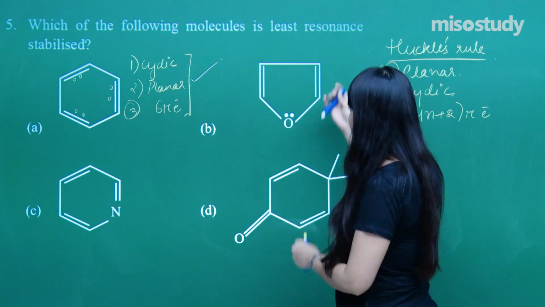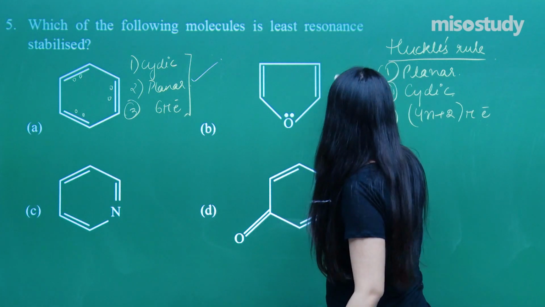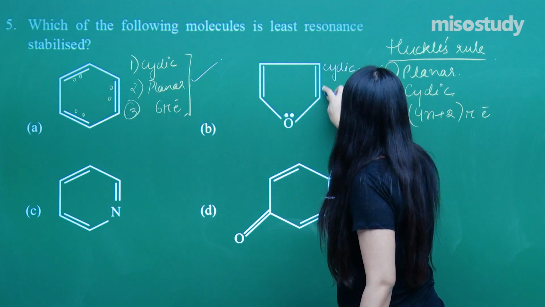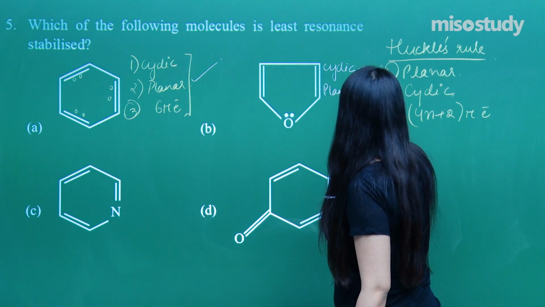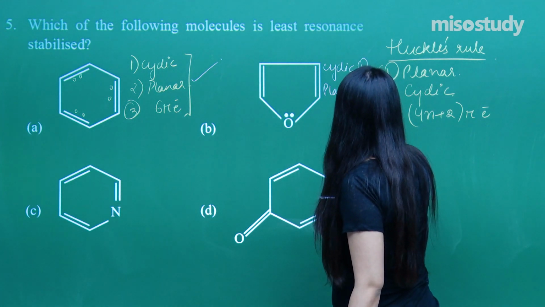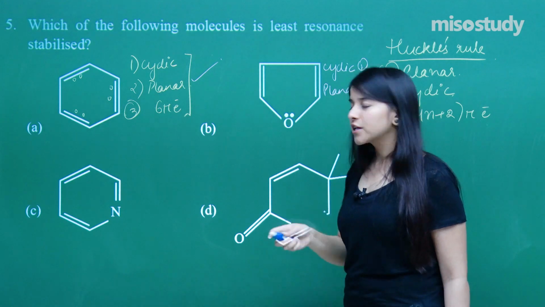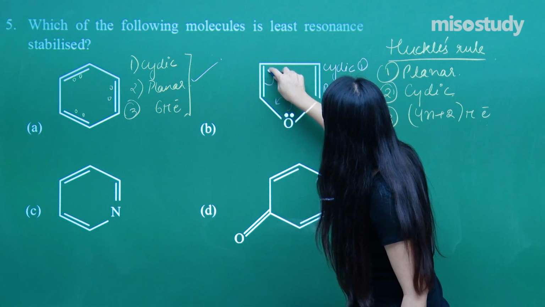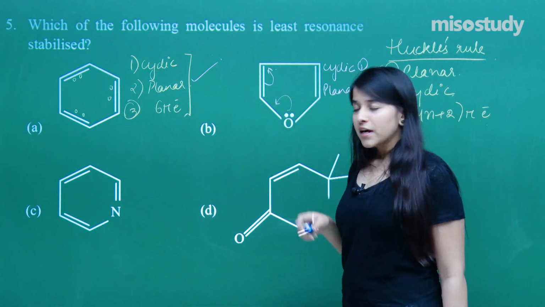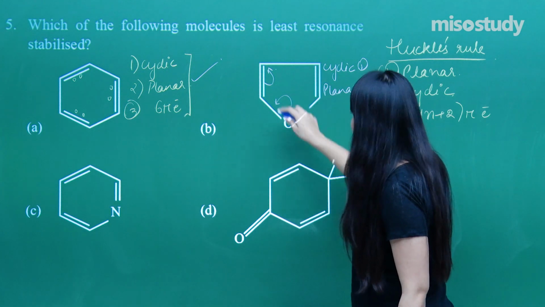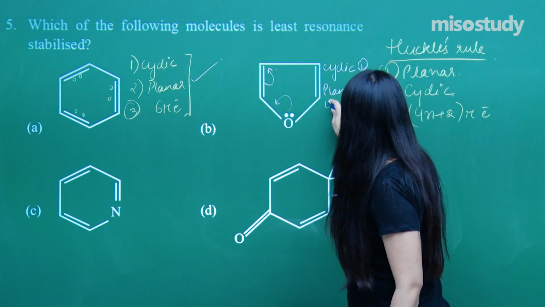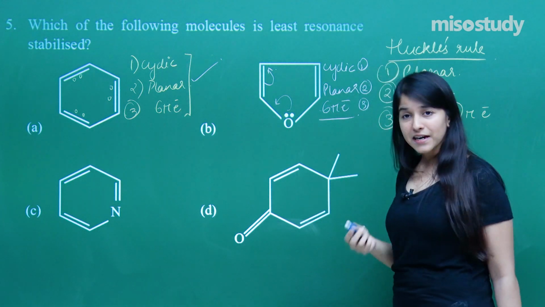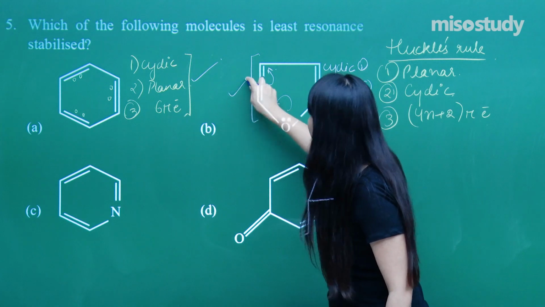Now let's move on to this, I have got what? Again, first is the cyclic, yes, that is cyclic, planar, definitely a planar one, and third is 4n plus 2 pi. So I need to include these 2 electrons over here in order to have a resonance. That is how the resonance is going on. And it will be 6 pi electrons over here again. So I have got 6 pi electrons, that means again a planar one, again an aromatic one.